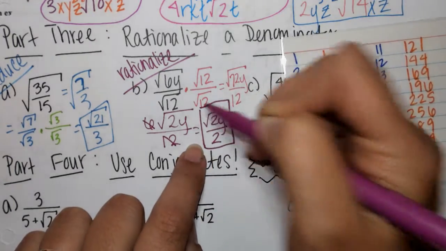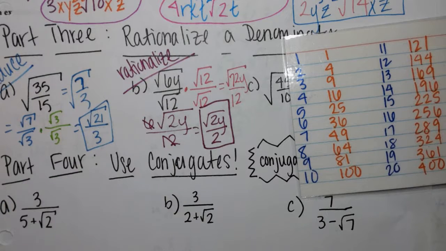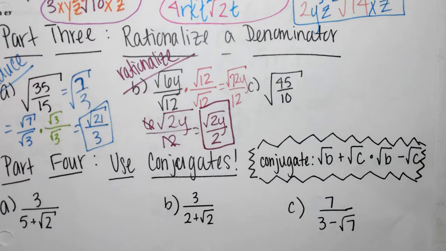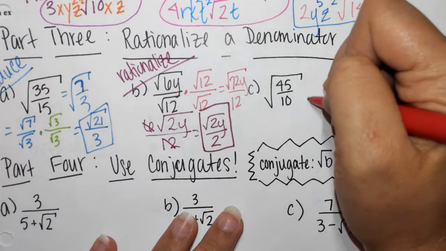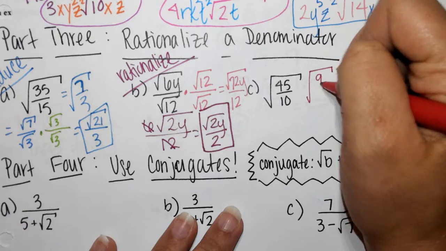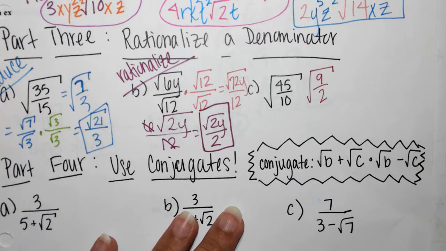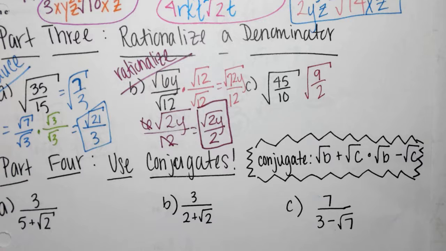Now, is it easier to reduce first or rationalize first? Reduce. So on C, what would we do? What would we divide both of those by? 5. And what would that reduce to? 9 halves, not 9/2. We're in pre-AP.